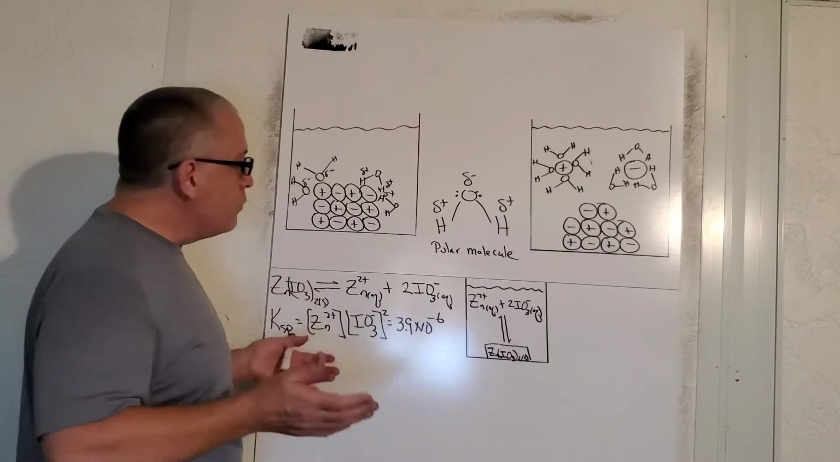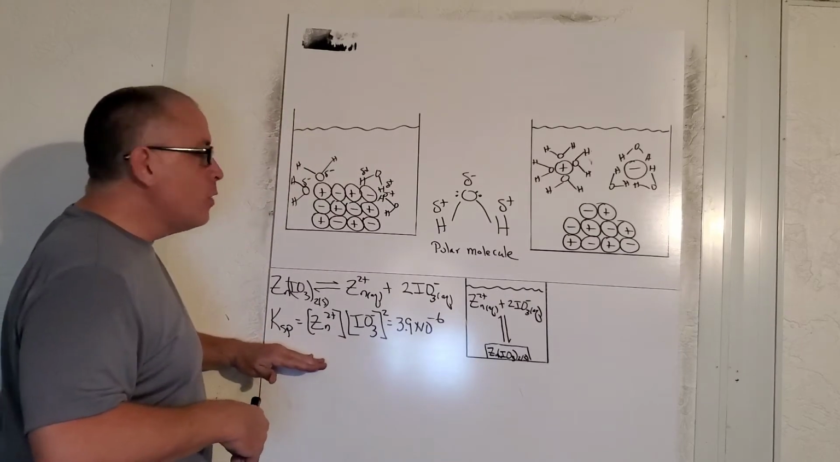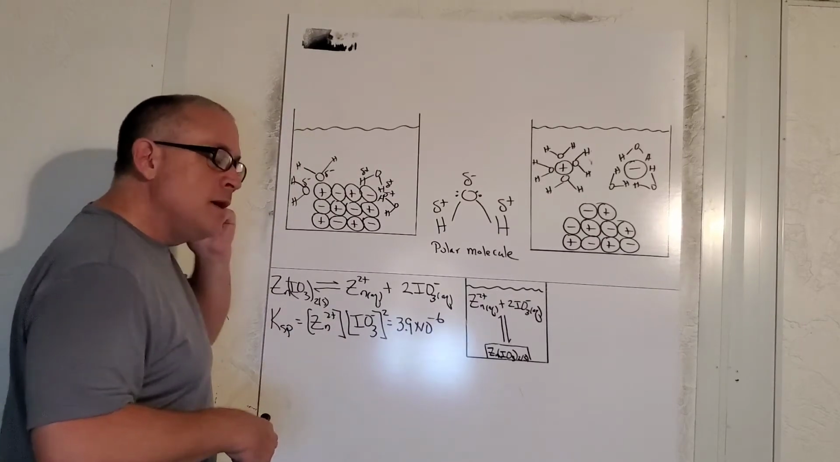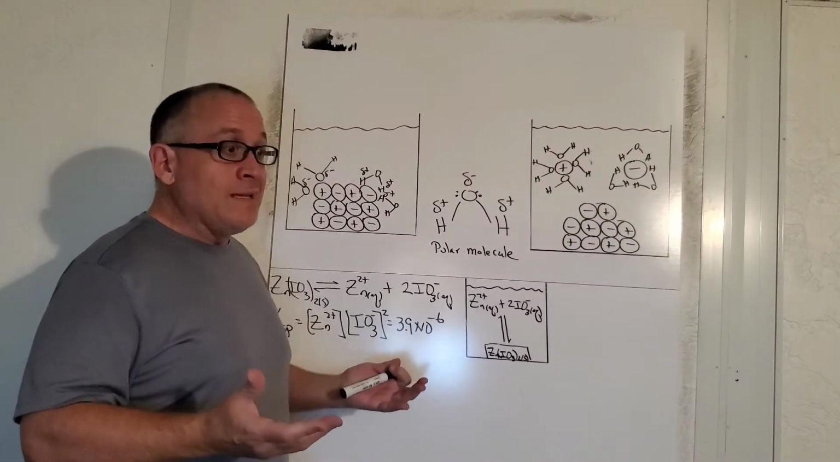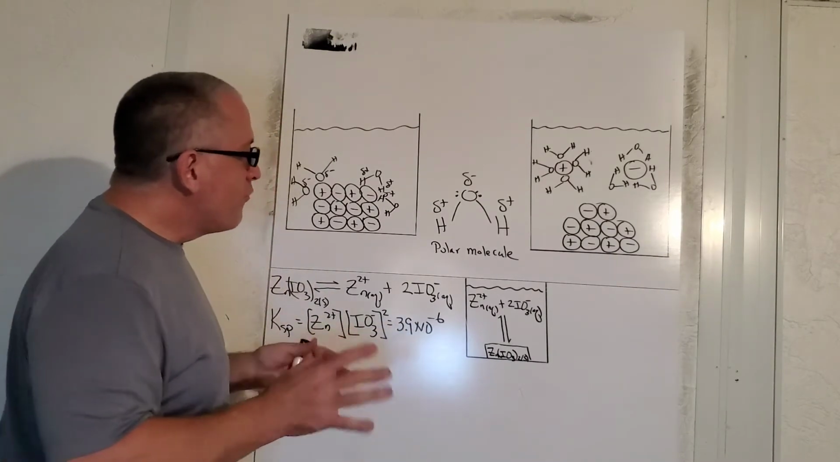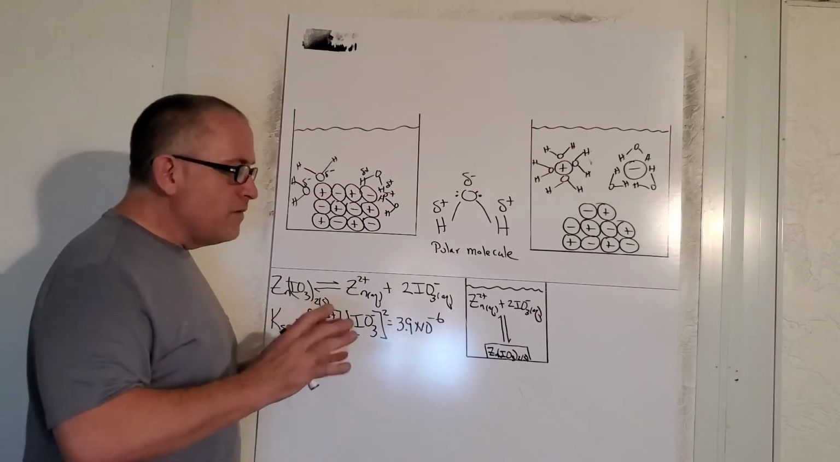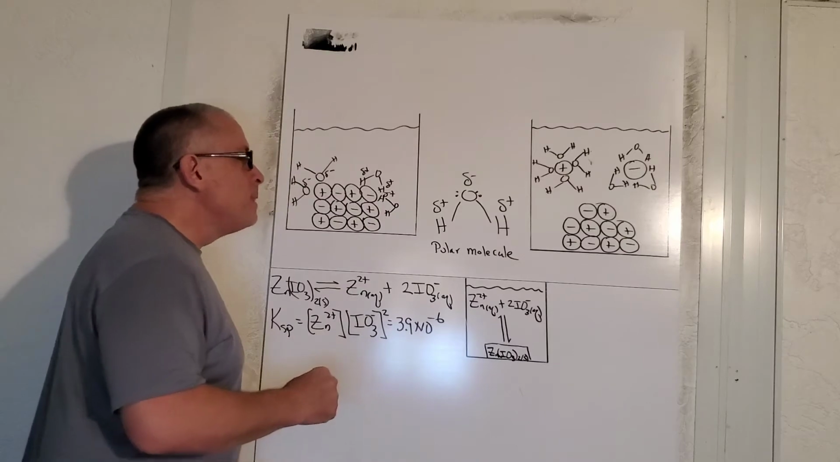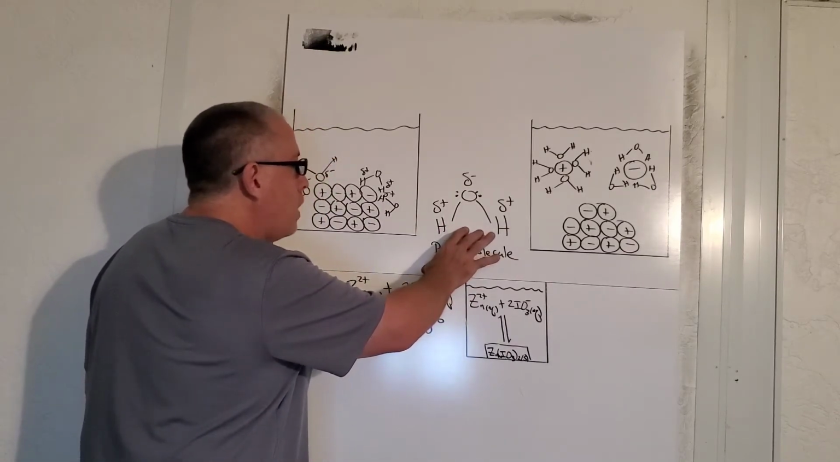Okay, what I'm going to go over now is what's called KSP, or solubility product, and the solubility of slightly soluble compounds. First, the way compounds get dissolved in water, it's kind of a simplification, but let's first remember that water is a polar molecule.